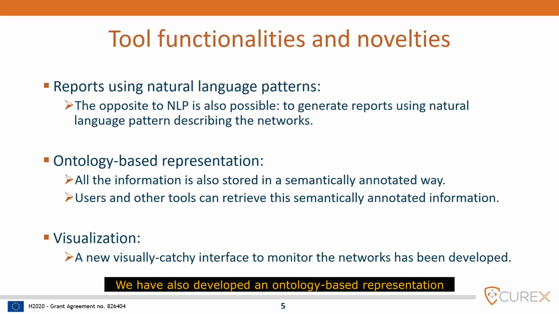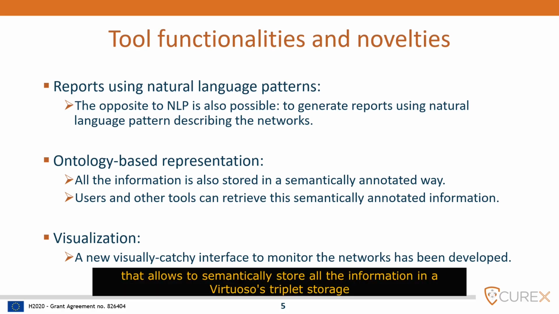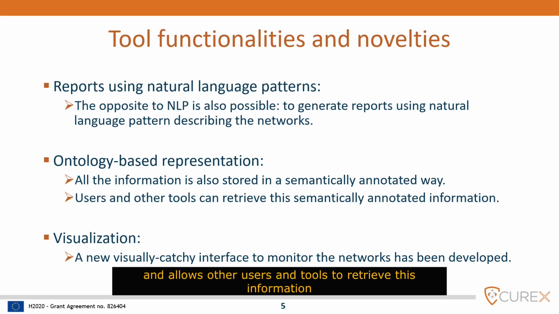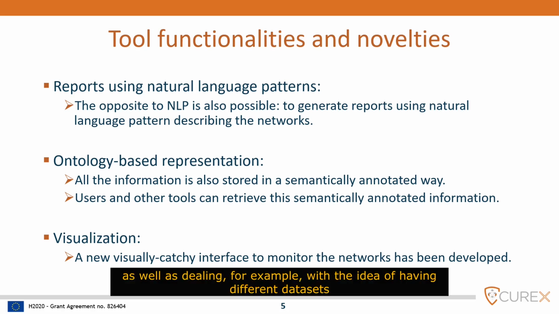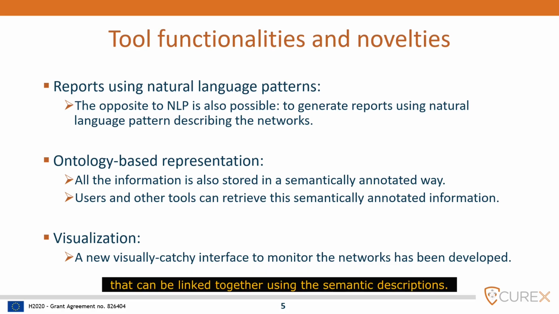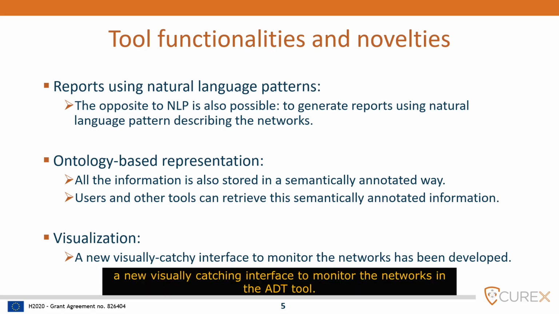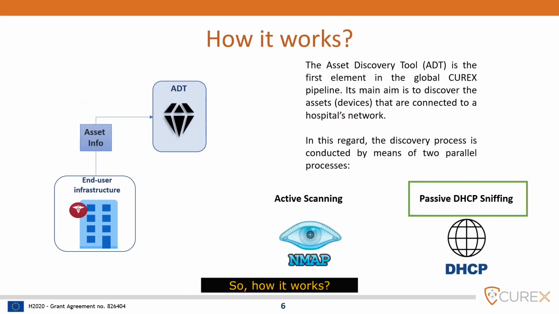We have also developed an ontology-based representation that allows us to semantically store all the information in a Virtuoso triple store, and allows other users and tools to retrieve this information, as well as dealing, for example, with having different datasets that can be linked together using the semantic descriptions. And finally, we have developed a visualization system, a new visually catchy interface to monitor the networks in the ADT tool. So how does it work?